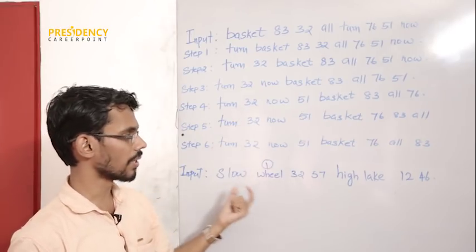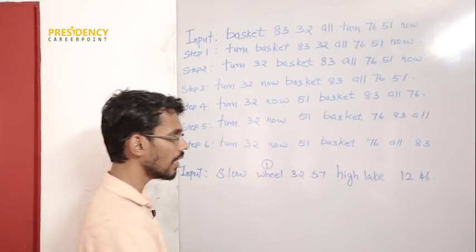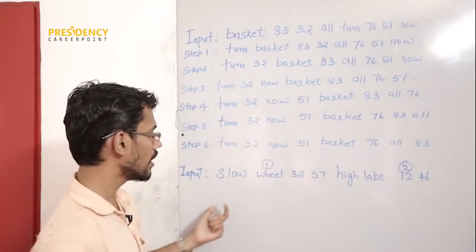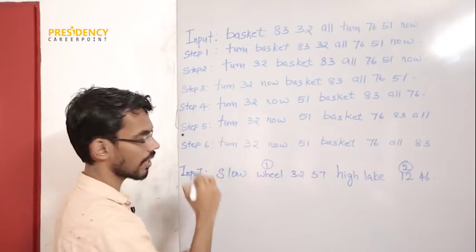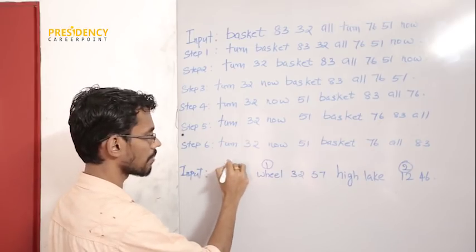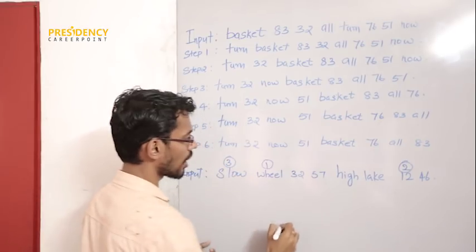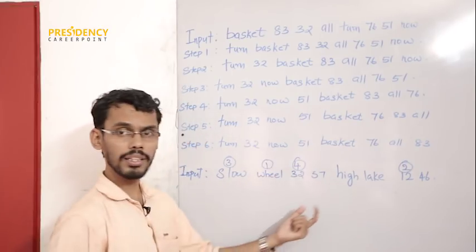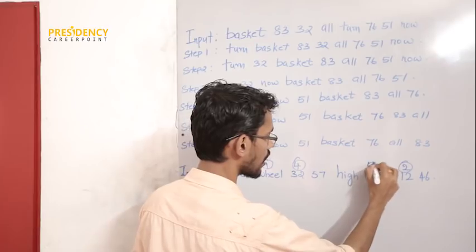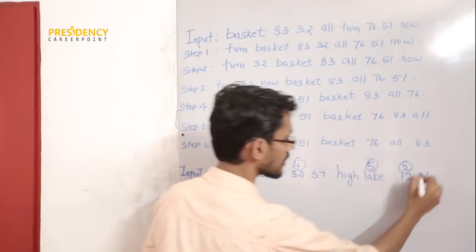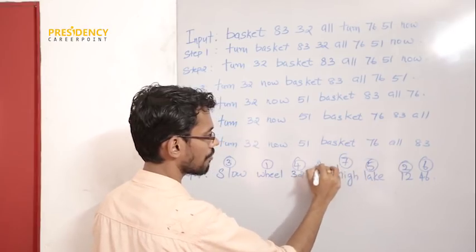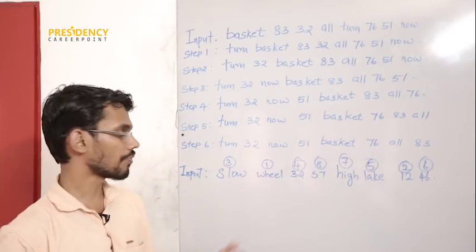Now the smallest number in the given series is 12. So we are putting number 2. Now the third is the next higher alphabet, that is slow, that comes number 3. Then comes the smallest number, 32, that comes 4. Then the next alphabet, lake, number 5, 46, number 6, high, number 7, and 57 comes number 8.